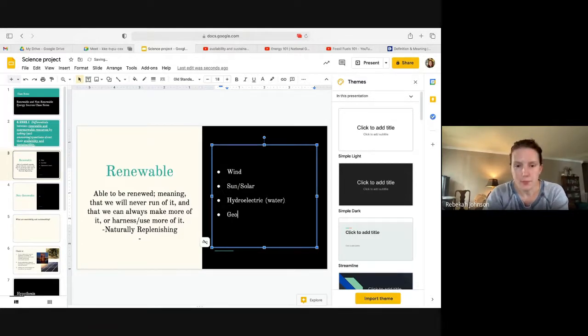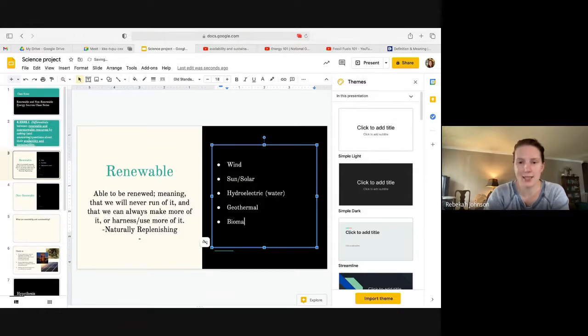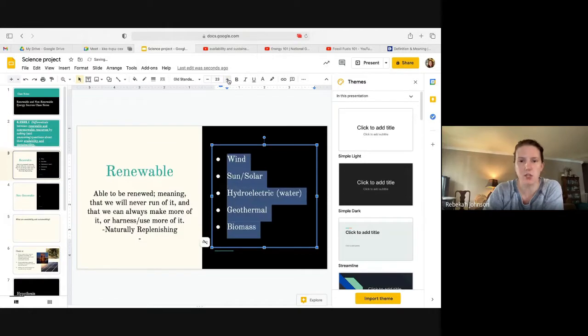Geothermal and biomass. This is what we have listed. We may discover a few other ones. We may talk about some theoretical ones that have not come along yet. But looking at these, we'll get some very brief definitions.